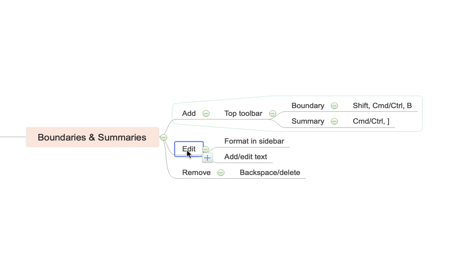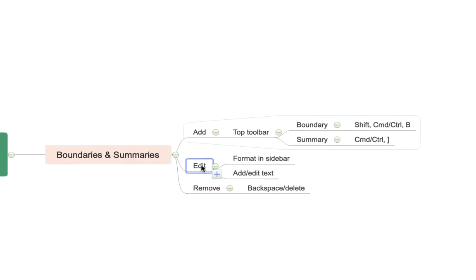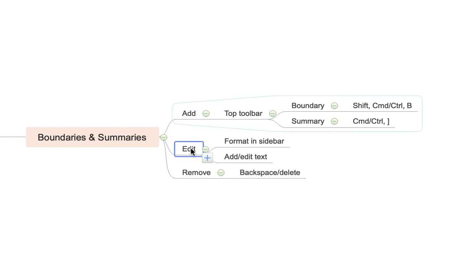If I wanted to create a summary, it's a similar process, so I'll create a summary around this branch here. So I click on Edit, and I can either come up to this top toolbar and click Summary, or I can use the shortcut Command on a Mac or Control on a PC, and the close square bracket. So if I say Command, close square bracket, you see I get this little summary, and it gives me an automatic call out here where I can say what this is summarizing.